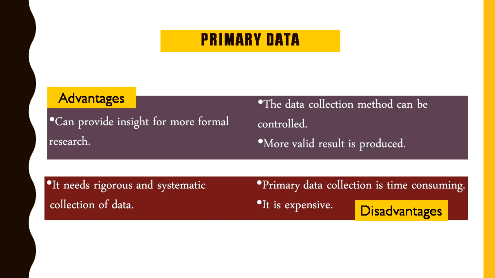And the disadvantage of primary data is it requires a lot of effort, it is very rigorous, it should be systematically collected, and it is very expensive. This is the major drawback with primary data, whereas with secondary data, it is easy, it takes less time, and without expensive effort you can collect the data. So these are the major differences.